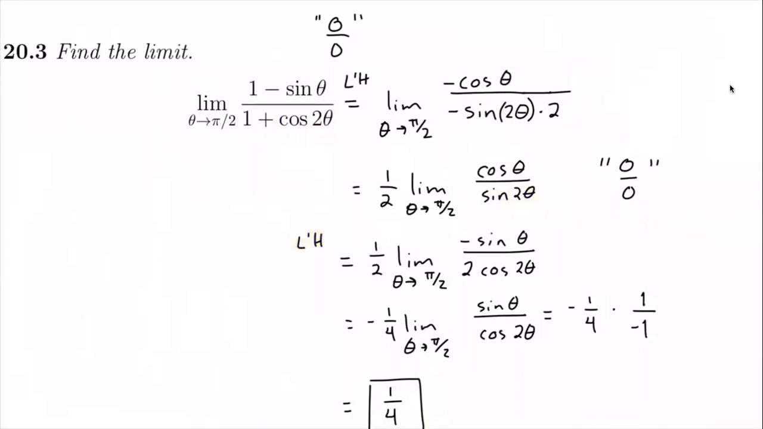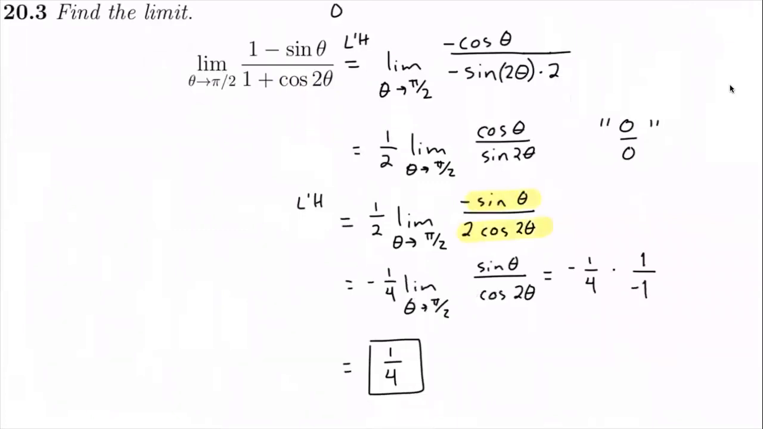So this is equal to the same limit, same constant. We take the derivative of the numerator, which is negative sine theta, over the derivative of the denominator, which is cosine 2 theta times that chain rule constant of 2 that comes out from the derivative of 2 theta. So now I've got negative sine theta over 2 cosine 2 theta in my limit. I have a negative 1/2 I can factor out and multiply by 1/2, so this becomes a negative 1/4. And then I'm taking the limit as theta goes to pi over 2 of sine theta over cosine 2 theta.